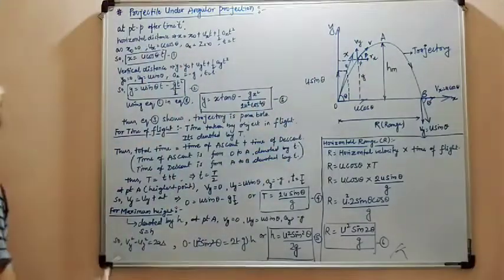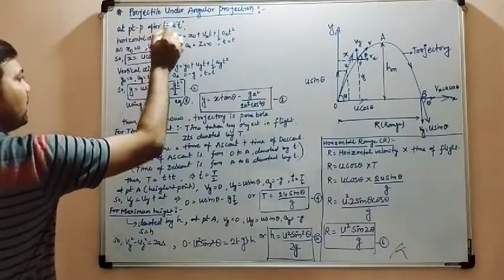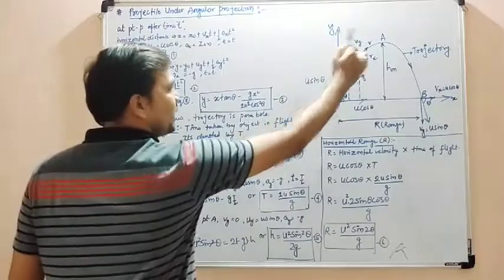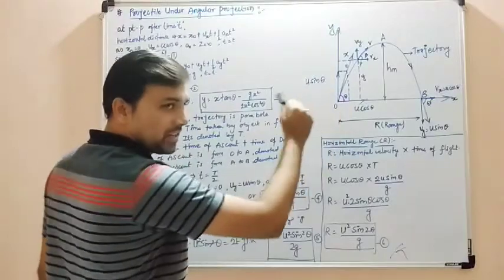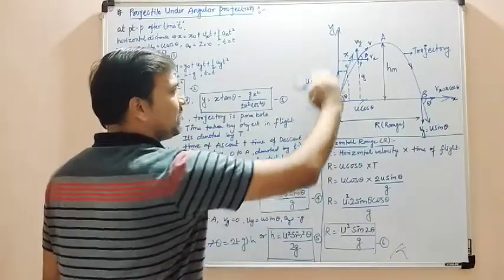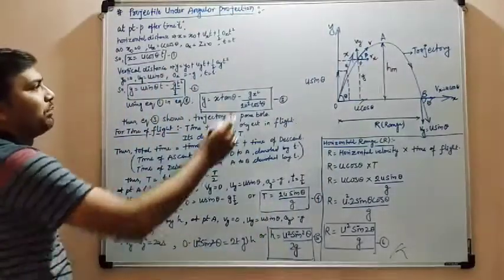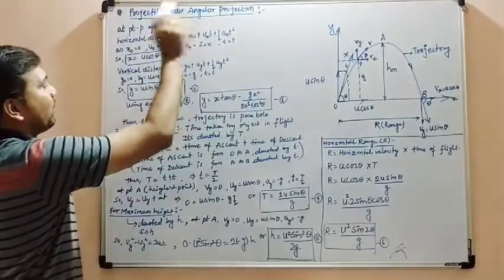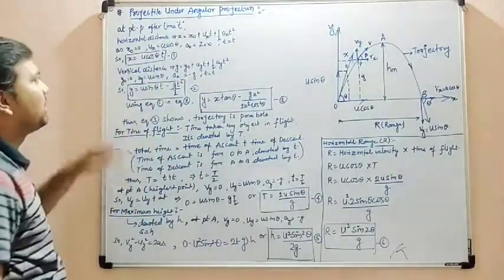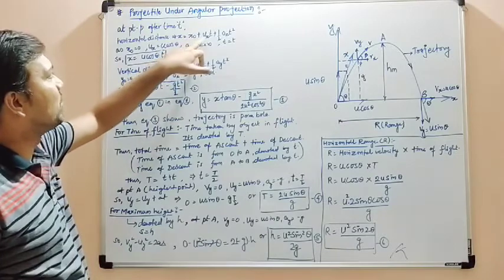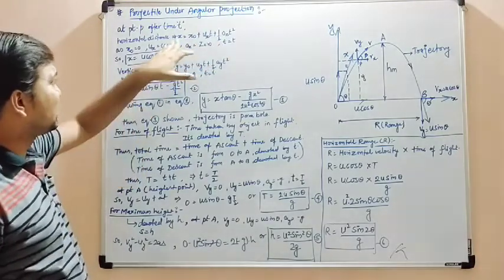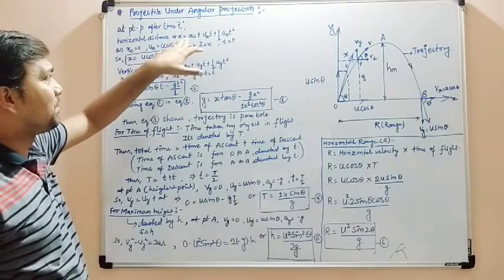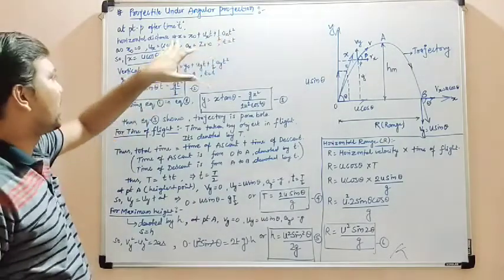So we start by saying that at point P, after a certain interval of time, because at the start the time is 0 when the particle is at the origin, after time t the particle will be at P. After time t, the horizontal distance is given by x equals x naught plus ux t plus 1 by 2 ax t square. This is the displacement component of a vector.